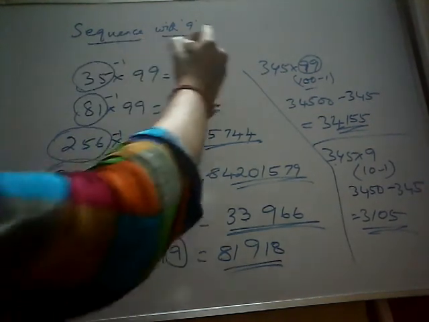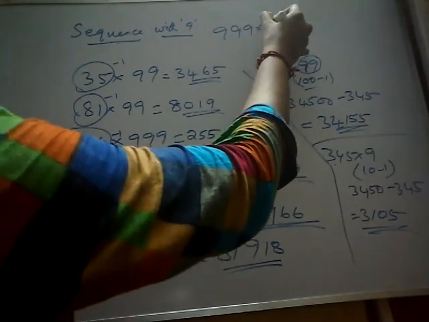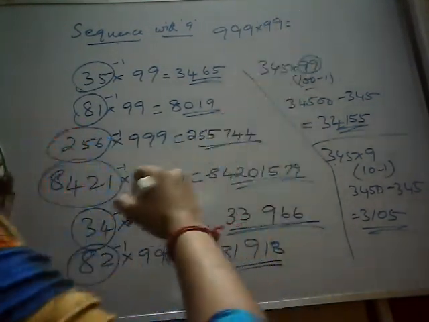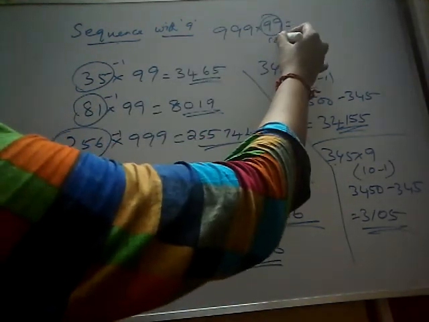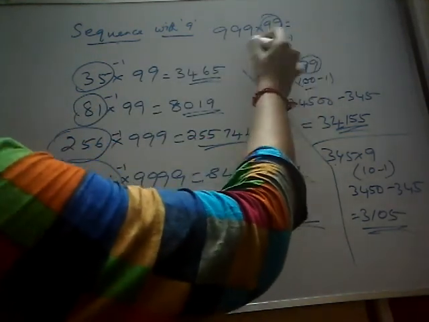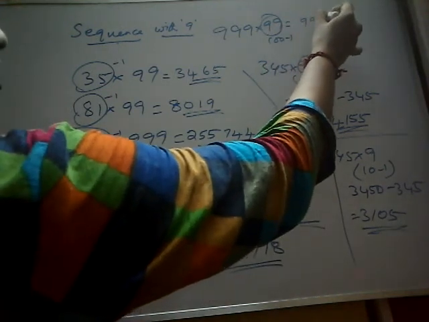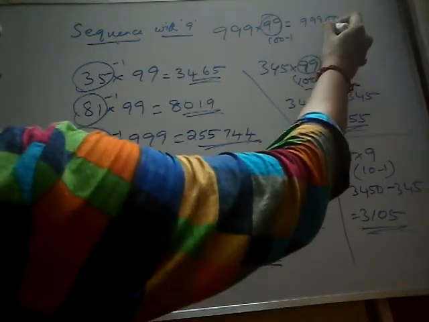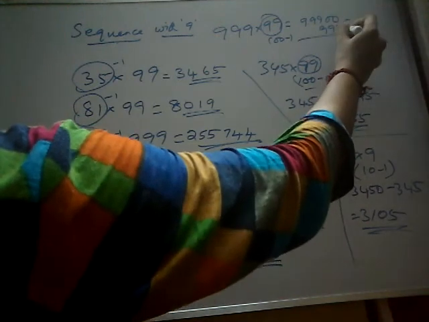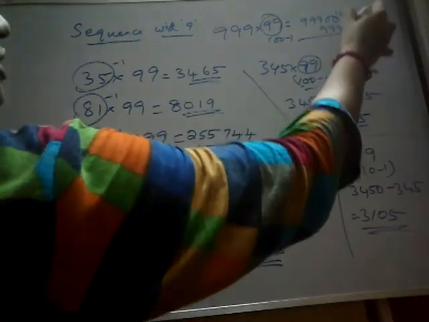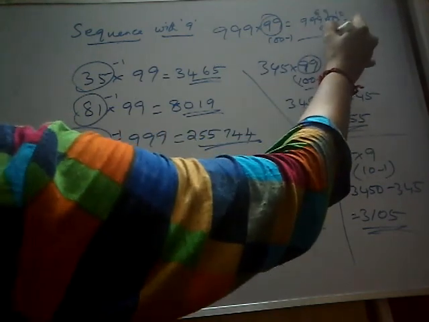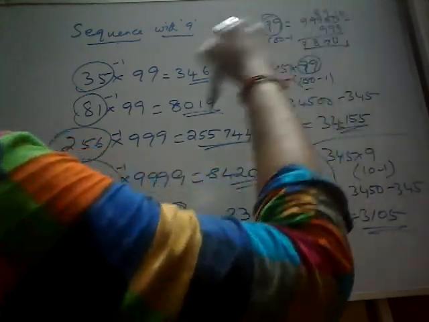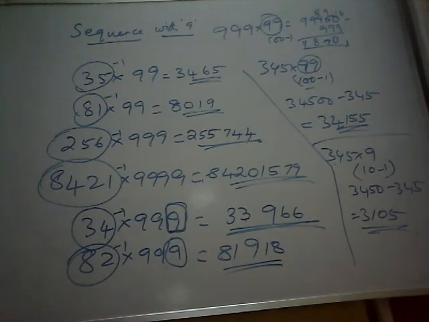Now can you try this one? 999 multiply 99. How will you write it? The nearest hundred, so 100 minus 1. So 999 into 100 gives you 99900 minus this 999. You can do it, right? Cut and write 1, and this 9, 0, this is again 18, which gives you 9, 8, 9. So this will be your answer, 98901.